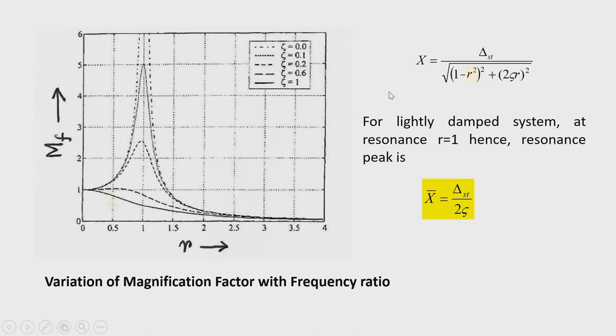So, at r equal to 1 for a lightly damped system, where the frequency ratio is 1, the resonance peak is infinite. But if damping is present, the peak is bounded. So, you will get a finite value of the peak, and one thing you can see is that if you increase the damping, the sharpness of the peak decreases. So, the curve starts flattening. This is the characteristic. For light damping, that is when the resonance peak is sharp, the magnitude of the resonance peak is equal to delta st divided by 2 xi.